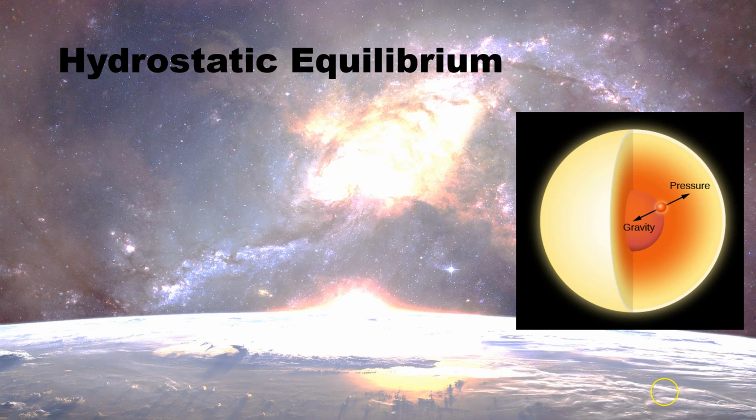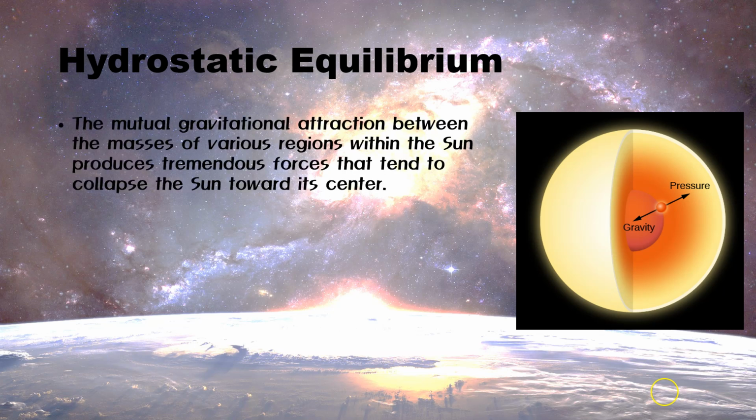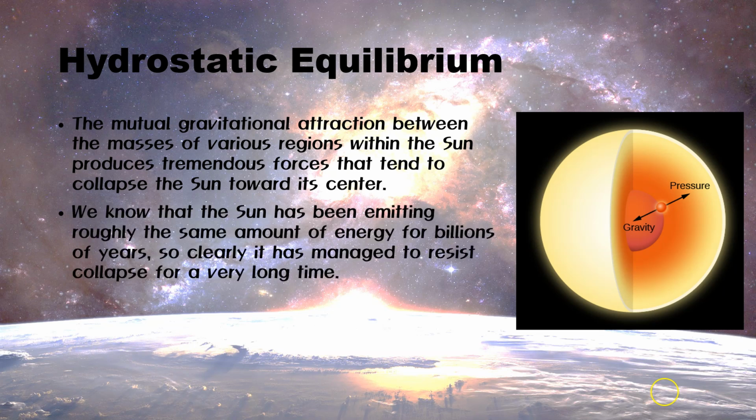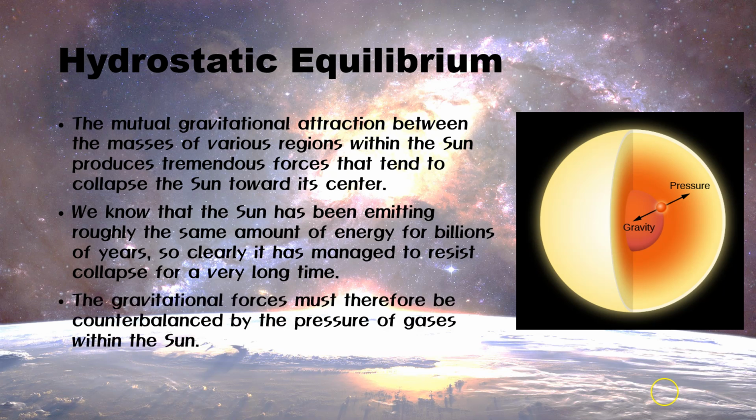Well, we have a terminology for this, hydrostatic equilibrium, which means that the mutual gravitational attraction between the masses of various regions within the sun produce tremendous pressure that tends to collapse the sun toward its center. And we know that the sun has been emitting roughly the same amount of energy for billions of years, so clearly it's managed to resist this gravitational collapse for a very long time. Now, the gravitational forces must therefore be counterbalanced by the pressure of the gases within the sun. So as gravity pulls inward, the pressures are pushing outward.